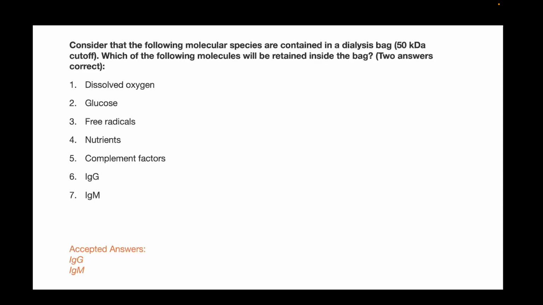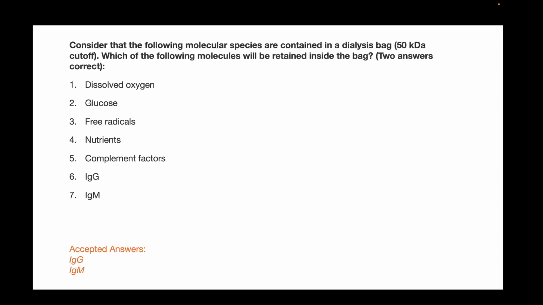The correct answer here would be IgG and IgM. These are usually of the molecular weight of 150 kDa and 900 to 950 kDa, which are way above the molecular cutoff of 50 kDa given in the question. So only these two molecules will remain inside the bag. All of the other molecules may not be contained.